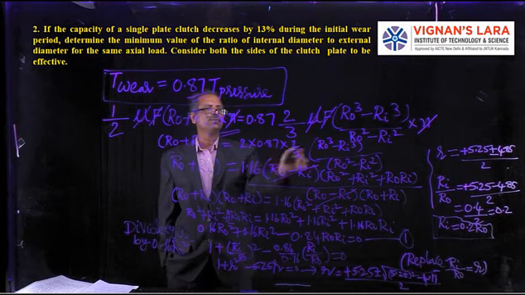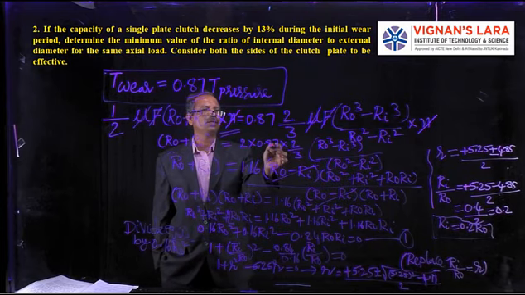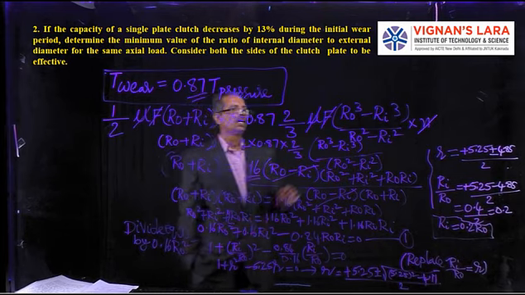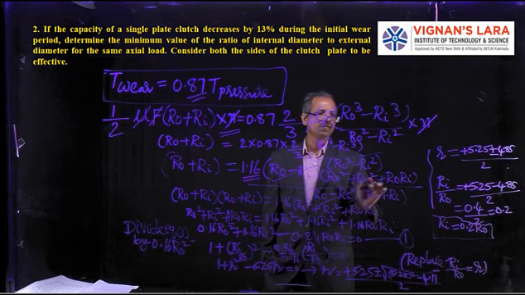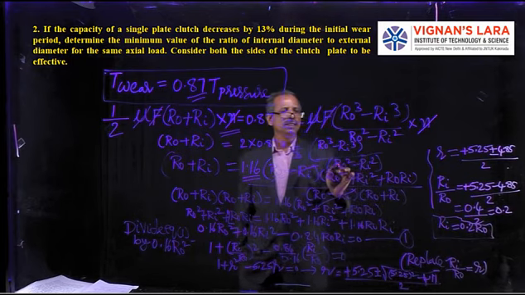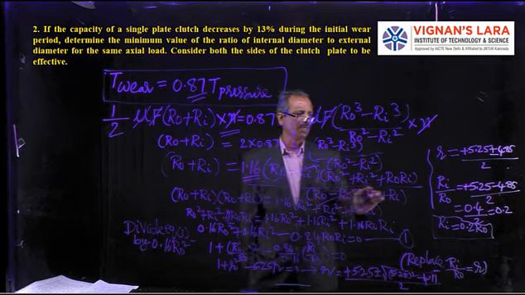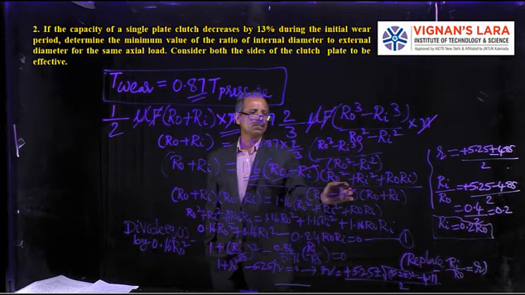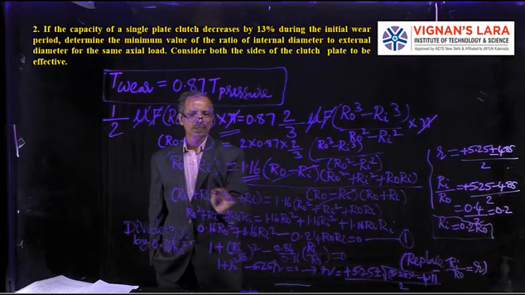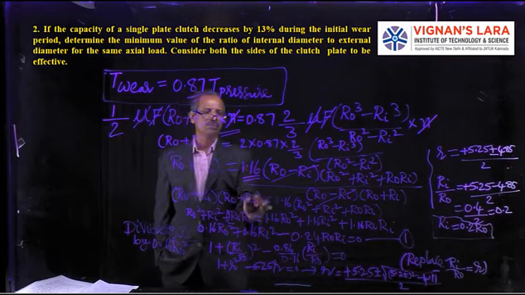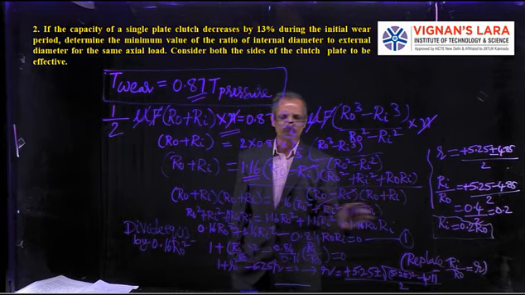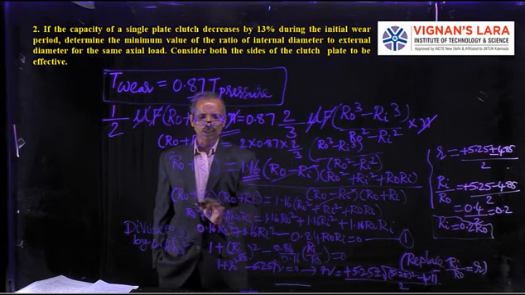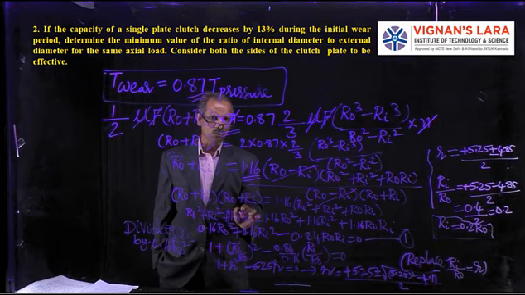Then simply by simplifying this value, 2 into 2 is 4, 4/3 into 0.87 gives 1.16, and a cube minus b cube can be written as (a minus b) into (a square plus b square plus ab). Then a square minus b square can be written as (a minus b) into (a plus b). So here R naught minus Ri gets cancelled. Then cross multiplying this, I get R naught plus Ri and R naught plus Ri, which is 1.16 times of this leftover equation. This is (a plus b) whole square, a square plus b square plus 2ab, R naught square plus Ri square plus 2 R naught Ri.